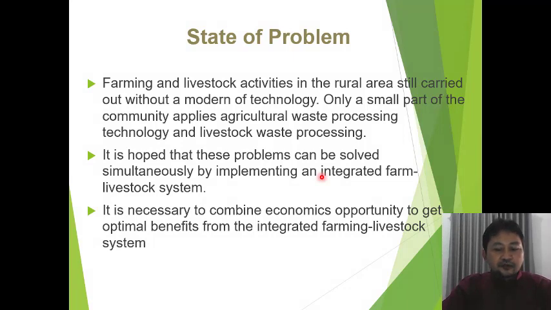Based on the discussion above, we propose some problems as follows. Firstly, farming and livestock activities in the rural area are still carried out without modern technology. Only a small part of the community applies agriculture waste processing technology and also livestock waste processing. So it is hoped that these problems can be solved simultaneously by implementing an integrated farm or crop livestock system. And it's necessary to combine economic opportunity to get optimal benefits from the integrated crop livestock system.